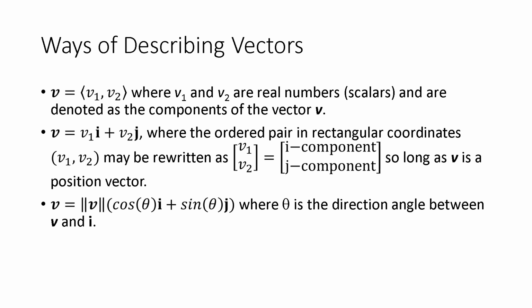Remember, the direction angle is always measured from the positive horizontal, and you swing out counterclockwise, just like we've always done around the unit circle to measure angle measurements. So don't forget that you're always multiplying this cosine theta i plus sine theta j by the magnitude of the vector itself. And that, again, is denoted with the double bars here.